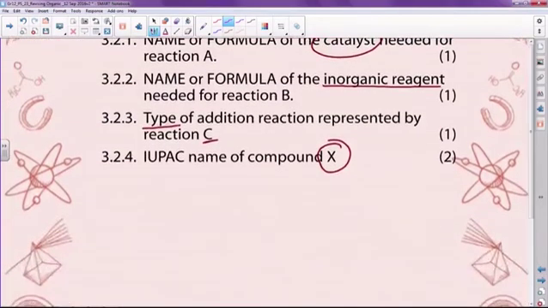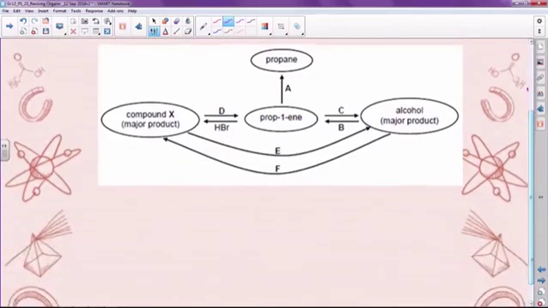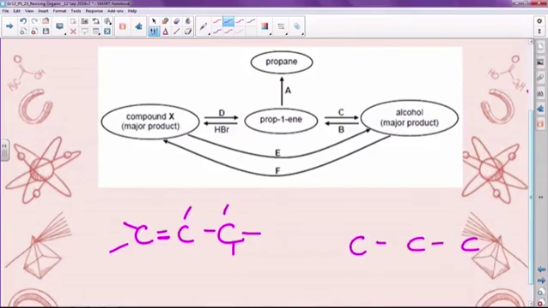For compound X, the easiest way to do this is to start with propene, so 1, 2, 3, and it was prop-1-ene, with all our hydrogens. Okay, so they would look like that. HBr comes along, and the HBr needs to split up, so I know I'm going to get propane. This is about making a decision as to where the bromine goes.